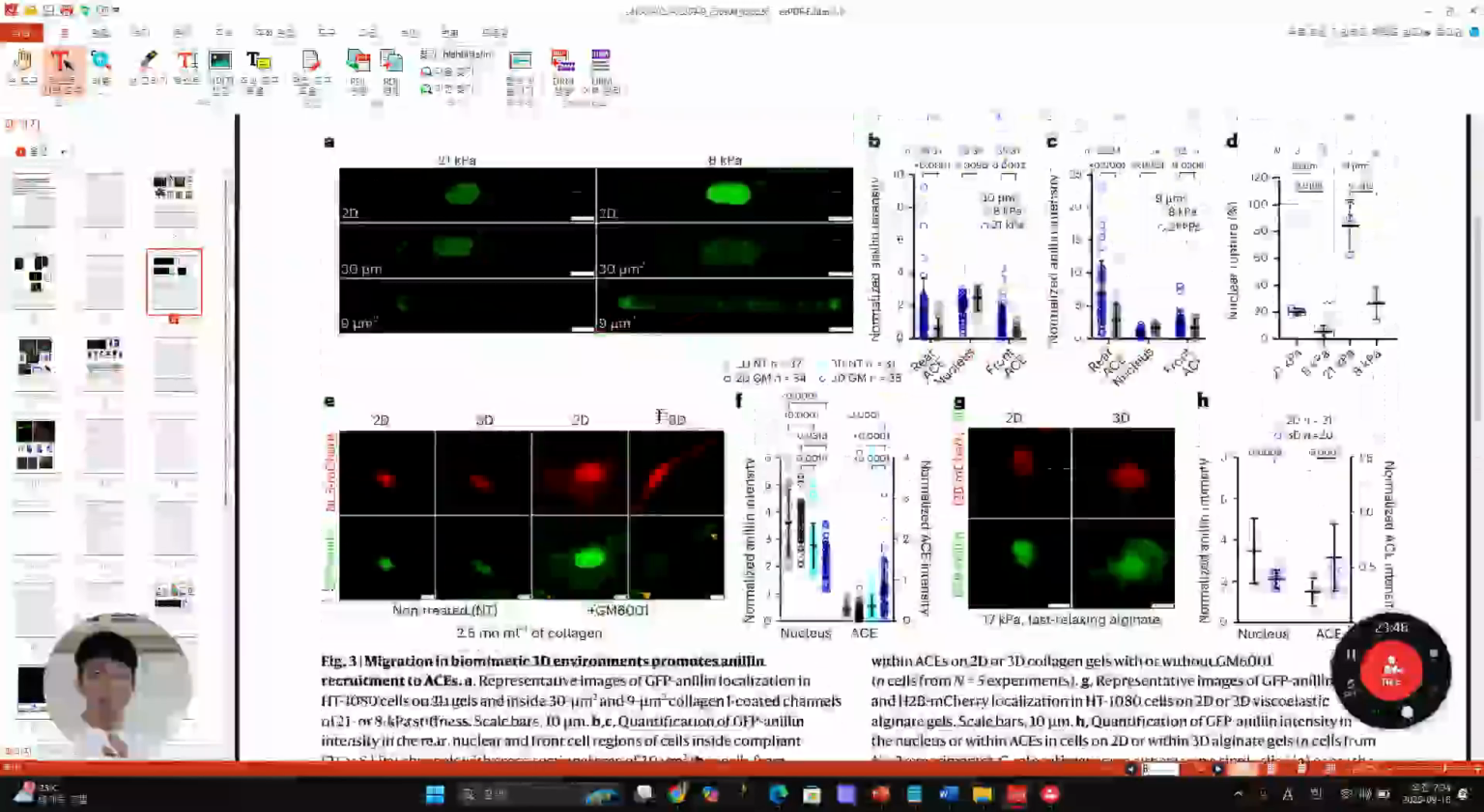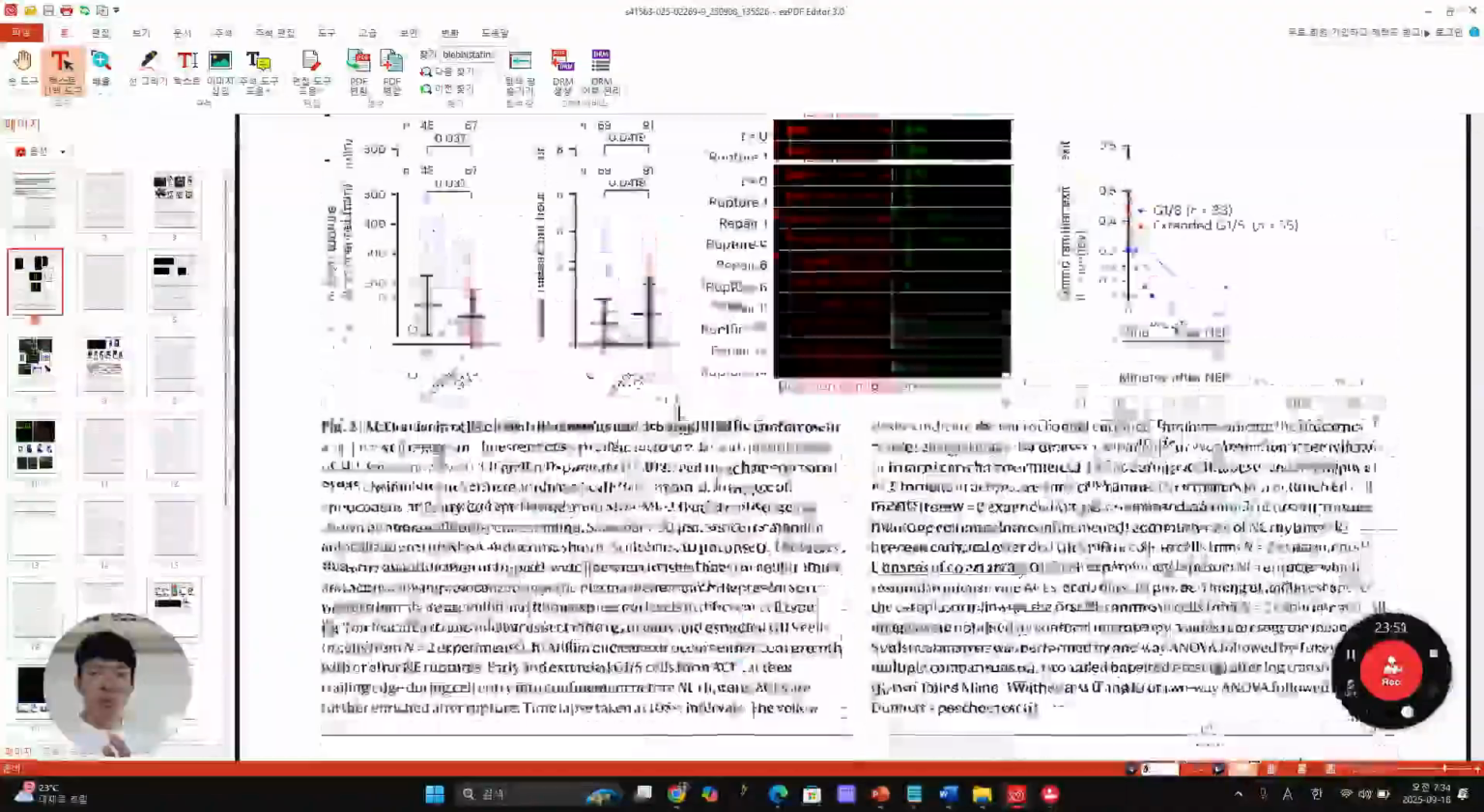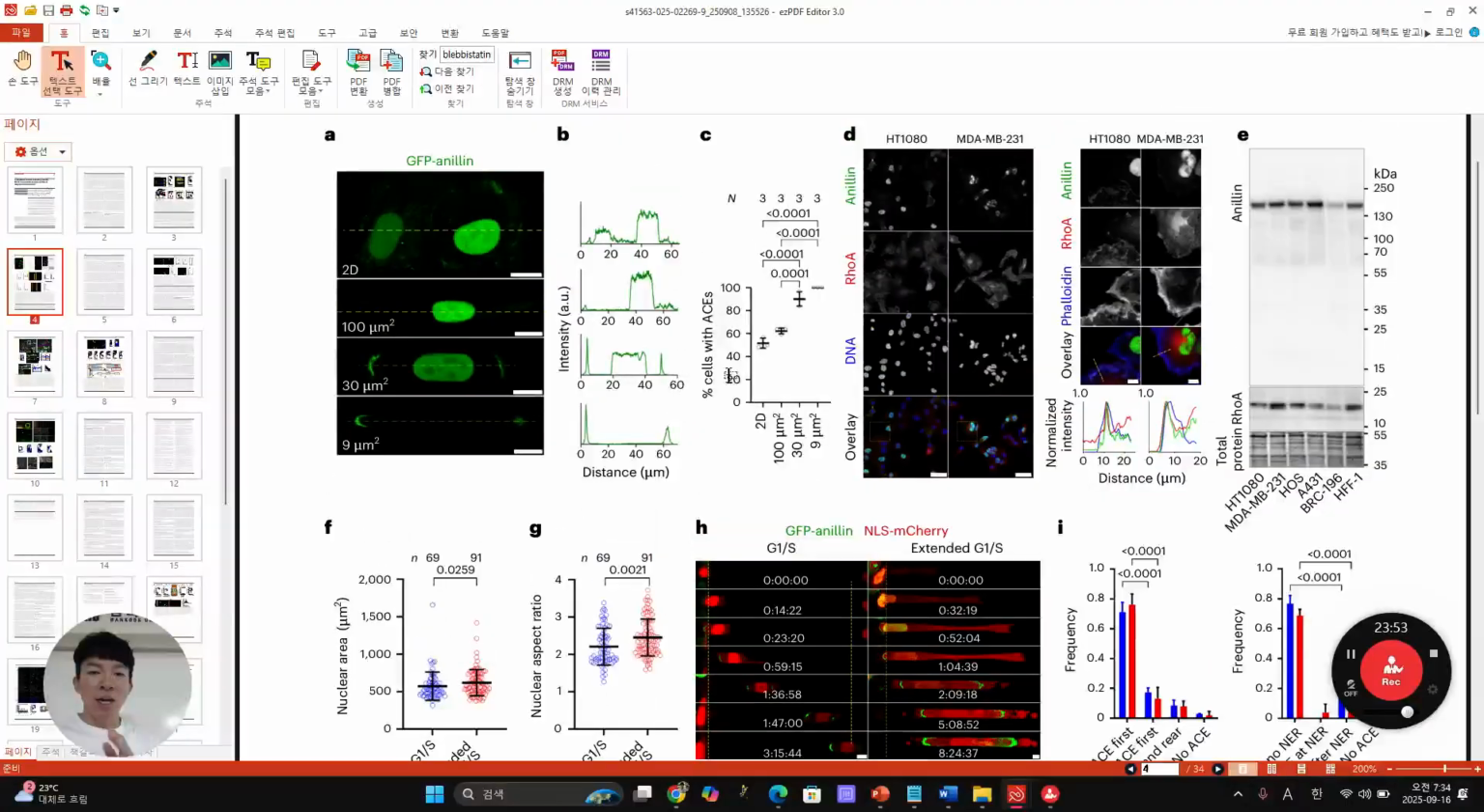So they quantify how many ACEs are detected. You can see that this is ACE, right? A little thin here, so maybe 50% ACEs you can see. But with the decreasing of the pore size, ACEs come to almost 100%. And then we can imagine the ACEs could be important to regulate this kind of confined migration.